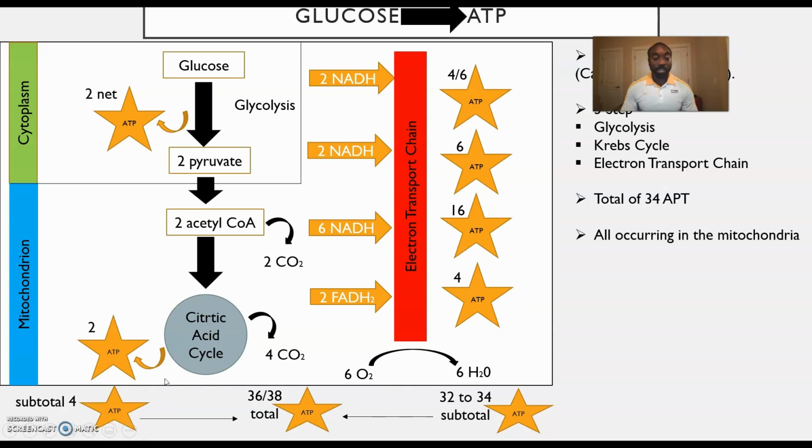Through this whole process, the subtotal of the 4 ATP from these 2 are then produced into 36 to 38 ATP through the electron transport chain, which is then a subtotal of 32 to 34. We get this number from the 2 ATP that we lost at the beginning.